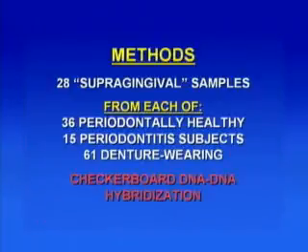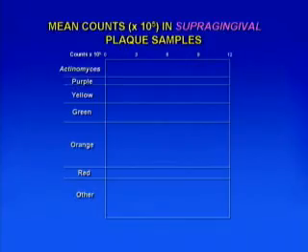Now, in the study where we were looking at the effect of different surfaces on biofilm composition, we looked at supragingival plaque samples from each of 36 periodontally healthy, 15 periodontitis, and 61 denture-wearing individuals. All the samples that we took were analyzed using checkerboard DNA hybridization.